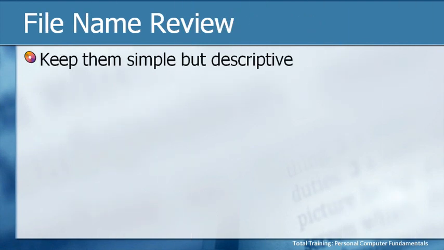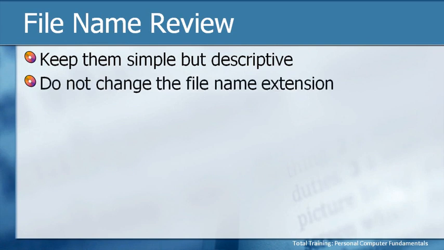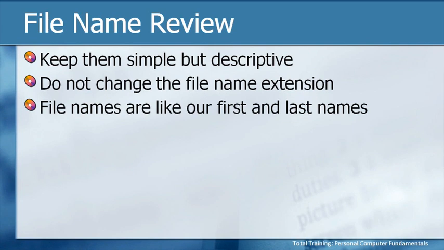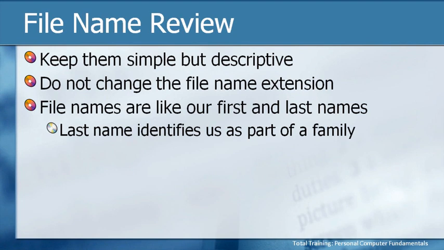So as a review, we want to keep our file names simple but descriptive, so they're easy to identify by just looking at the name, but not too lengthy. We do not want to change the file name extension, the part that comes after the period. File names are really like our first and last names. The last name identifies us as part of a family. So if I'm in a whole group of people and they're saying, excuse me, but which family do you belong to? I can say, well, I'm an Olson, and that way they kind of know what family group to put me in. The same is true with computer files.